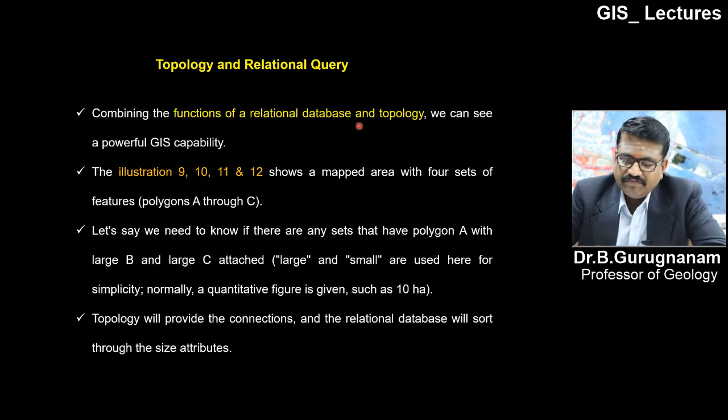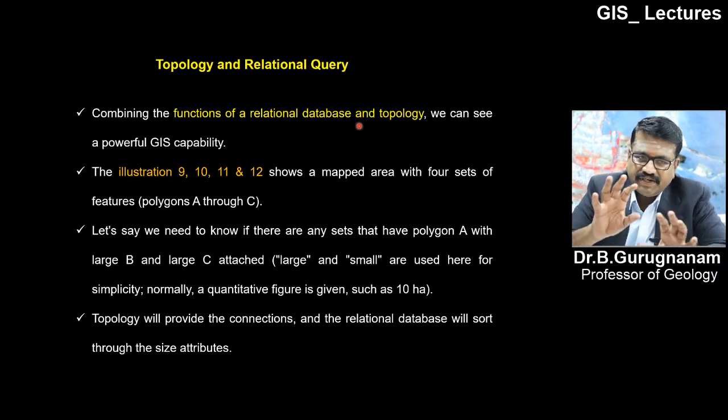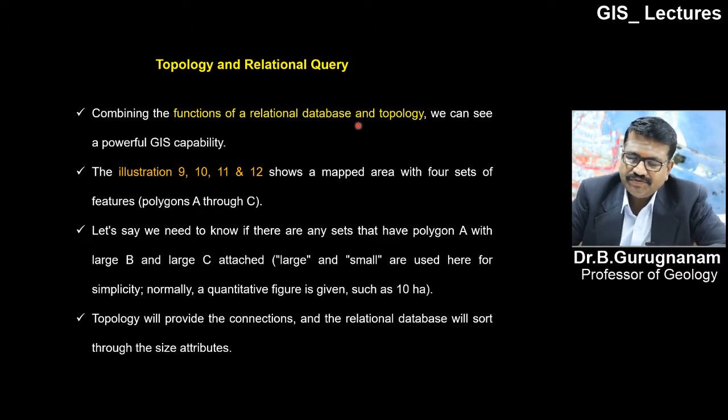We have also seen in the RDBMS what a relational database is. A database is connected with each other. Normally we give examples like grandfather to father, father to child, child to grandchild. There should be a link between the parent and the child. These are link-like features, relations, connected either on top or on the bottom. So topology will establish a rule called relational database and topology. We can see a powerful capability of GIS.